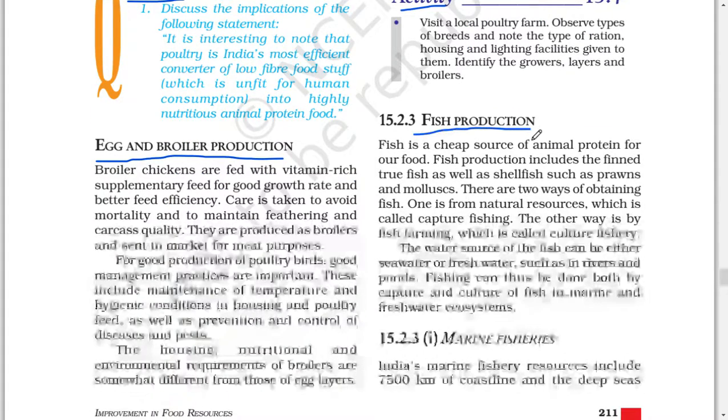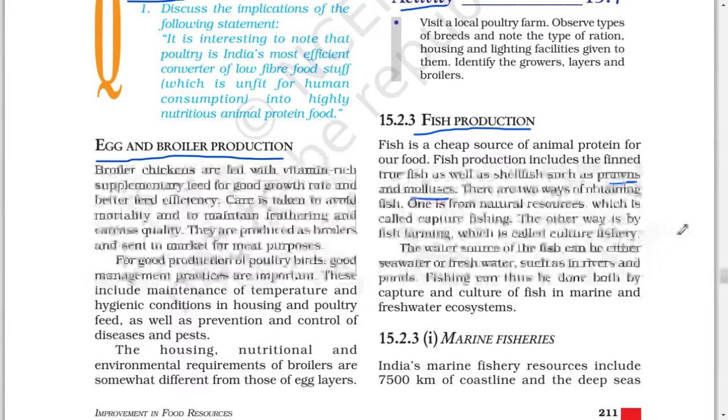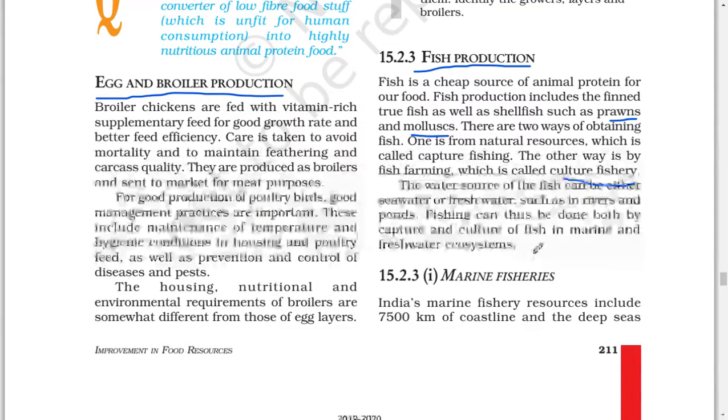Fish production. Fish is a cheap source of animal protein for our food. Fish production includes the fine true fish as well as shellfish such as prawns and mollusks. There are two ways of obtaining fish. One is from natural resources, which is called capture fishing. The other way is by fish farming, which is called culture fishery. The water source of fish can be either seawater or freshwater, such as in river and pond. Fishing can thus be done both by capture and culture of fish in marine and freshwater ecosystems.